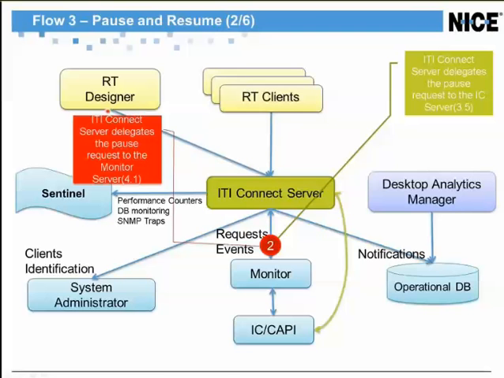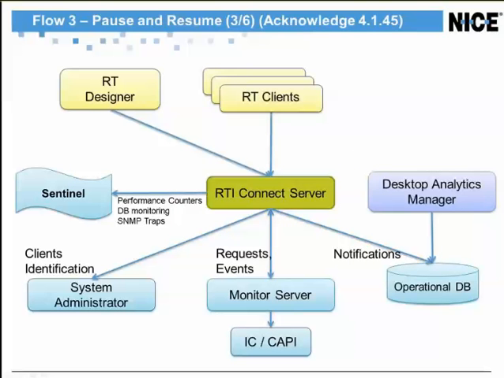Okay, so the next step, once that pause resume request is received, that will go through the monitor server. The monitor server is just going to delegate it the exact same way as you would a report on demand. It's going to go directly to the interaction center. Now this slide here is showing the process flow from an update path 45 system, in which case the IC will reply back to the monitor server, which will reply back to the RTI Connect server, which will reply back to the real-time clients to indicate successful or failure of that pause or resume command.